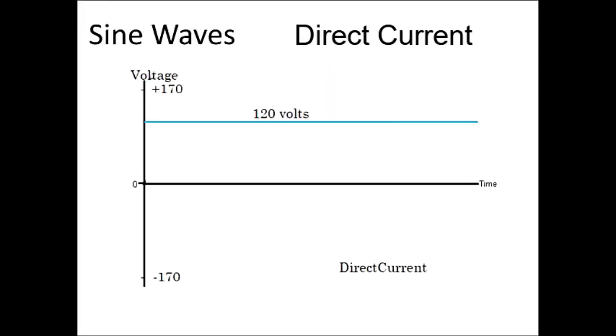So let's take a look at how voltage is produced and how it looks graphically. An oscilloscope will show you in a graphical configuration what electricity looks like. So let's take a look at what's called a sine wave. Here we have direct current, and it's producing 120 volts, and it's just a straight line. There's a constant 120 volts. There's no change in it at all.